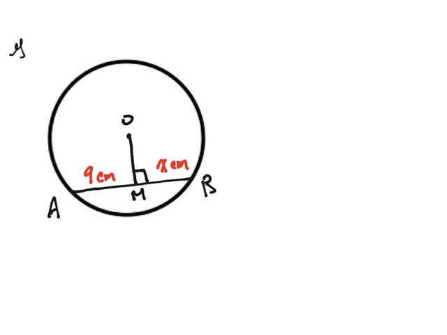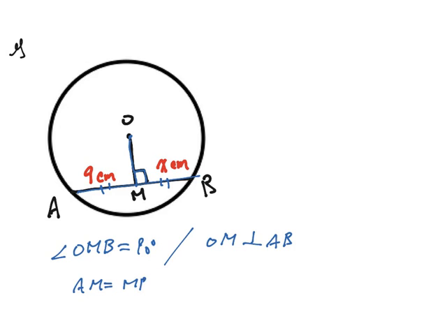Now, let's see an example. We have a circle, the center here, and then we know this one is perpendicular. Then we know these 2 lengths are the same. So we know angle OMB equals 90 degrees, or you can write OM is perpendicular to AB. Then we know AM is equal to MB. It is also equal to 9. So X is equal to 9.